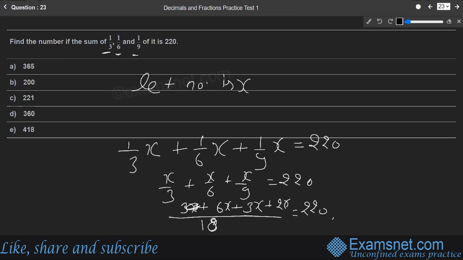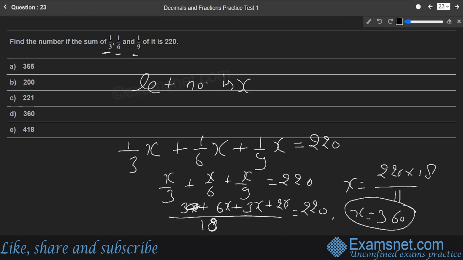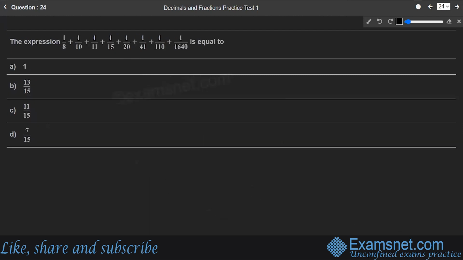If you solve this further, x is equal to 220 into 18 by 11. If you solve this further, the x value is coming out to be 360. So 360 is the final answer. Let us see what is available. It is available in option number D.